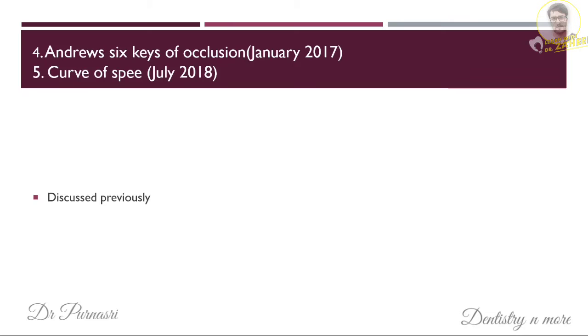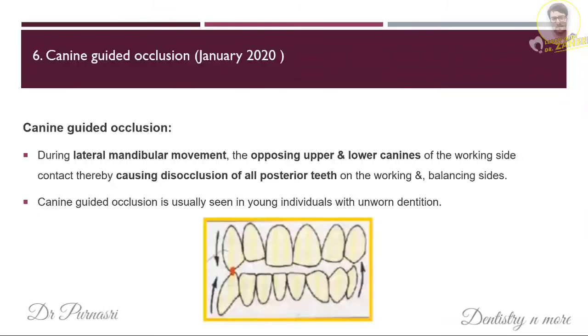The other questions are Andrews 6 keys of occlusion, which we have discussed already, and curve of Spee. This also we have discussed in the short essays. What is canine guided occlusion? So this you must have learnt or come across in Prosthodontics as well.